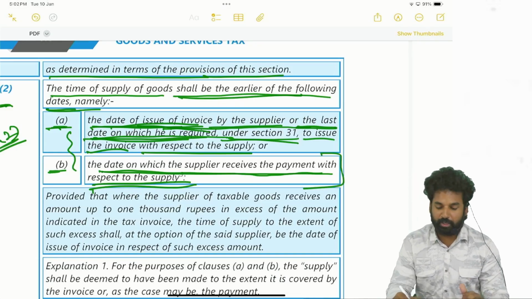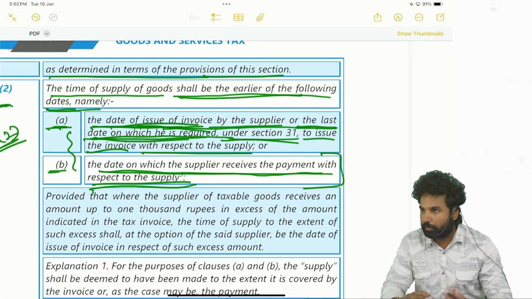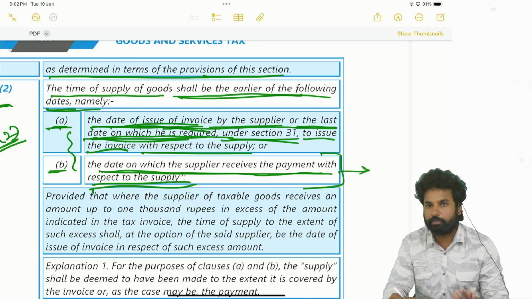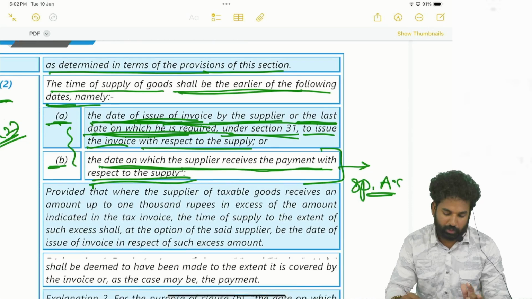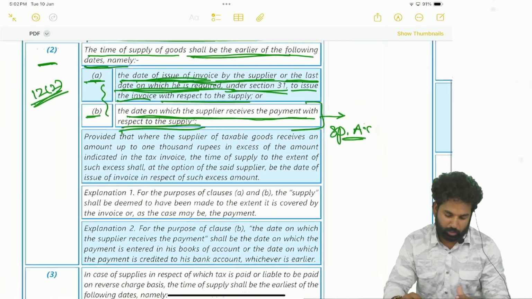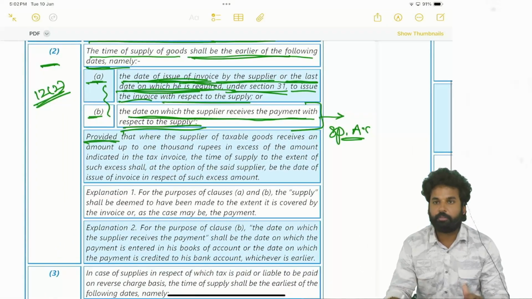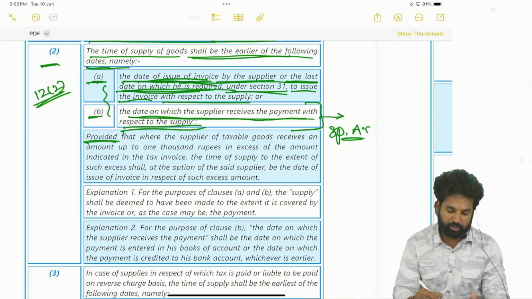So this is applicable in all the cases, sir? It is not applicable in all the cases. It just applies to specified actionable claims. Specified actionable claim, right? Okay. Now there is a proviso here.